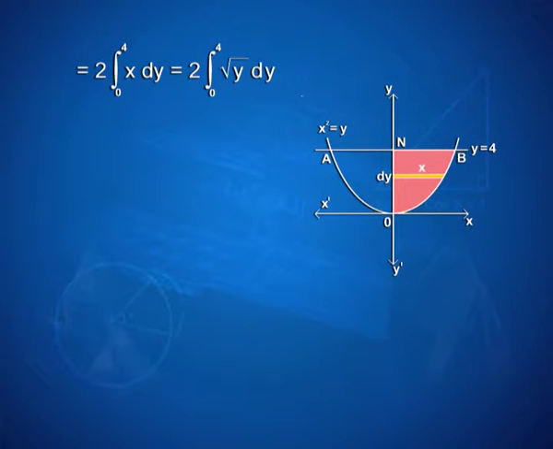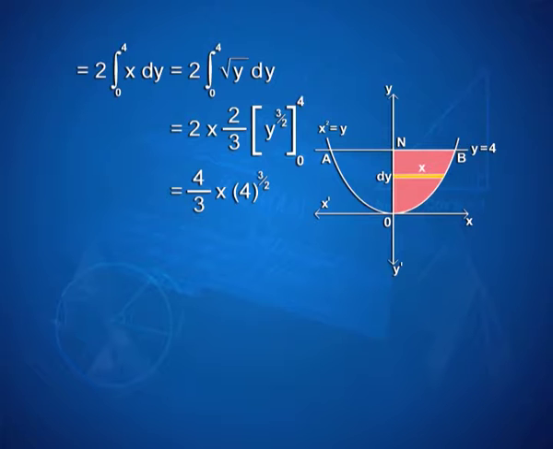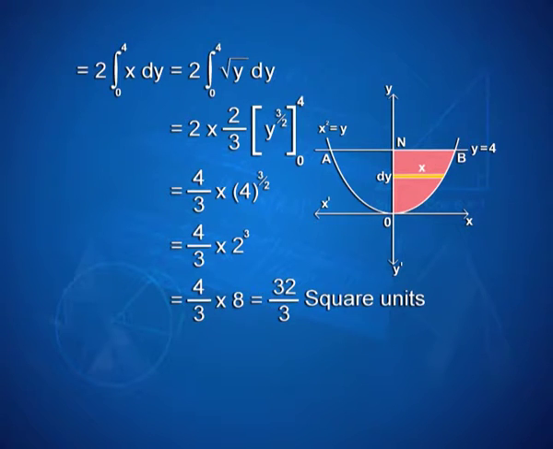Therefore, 2 into integral 0 to 4 x dy is equal to 2 into integral 0 to 4 square root of y dy, that is equal to 2 into 2 upon 3 into y power 3 upon 2 with limits 0 and 4. On applying limits, we have 4 upon 3 into 4 power 3 upon 2, that gives 4 upon 3 into 2 power 3, that is equal to 4 upon 3 into 8, that gives 32 upon 3. Here we have taken horizontal strips as indicated in the figure to calculate the area.